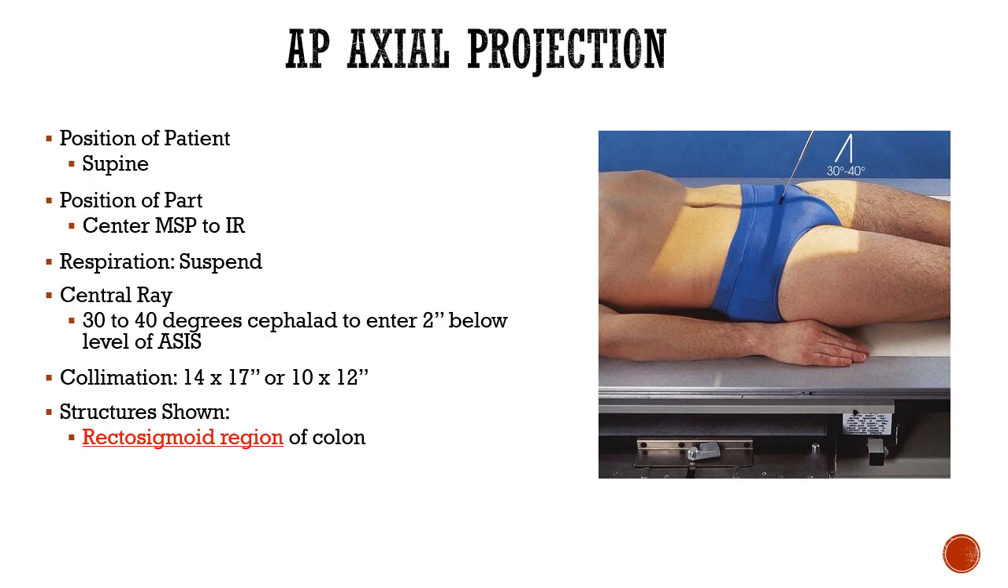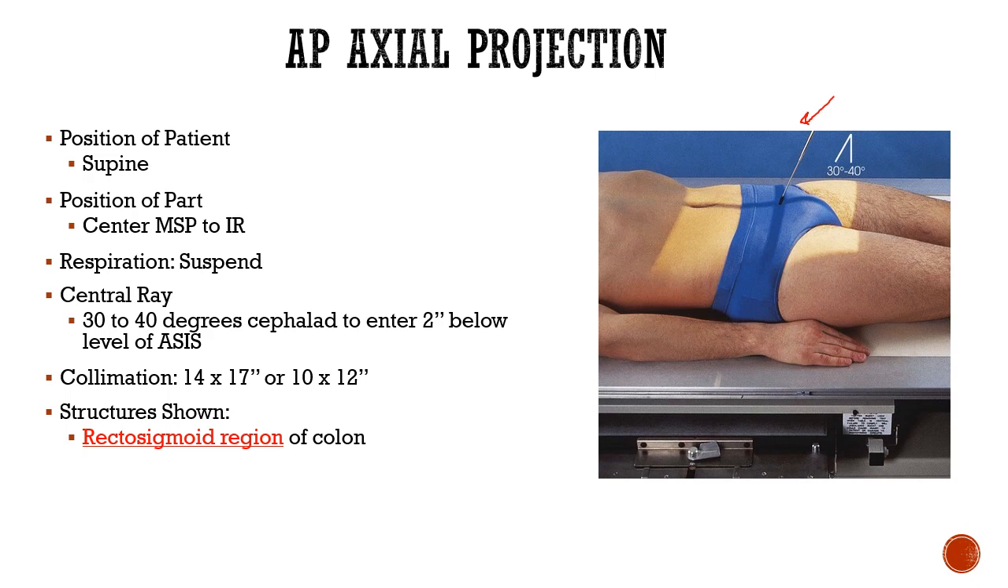On the AP projection, which could be performed in place of the PA projection, instead the patient is supine, and the patient is centered the exact same way. We're still going to do suspend respiration. And then we're going to perform this with 30 to 40 degrees cephalad instead. If you can see their face, you're going to angle toward their face.